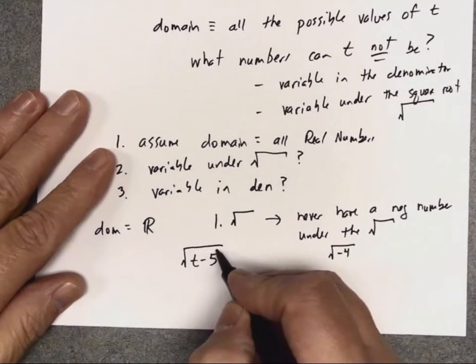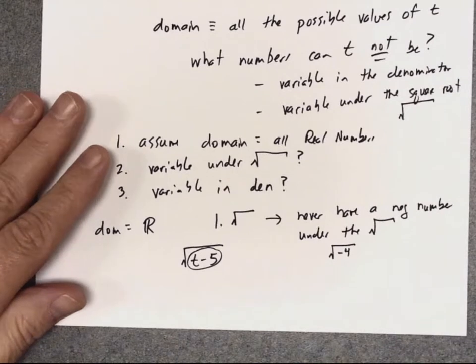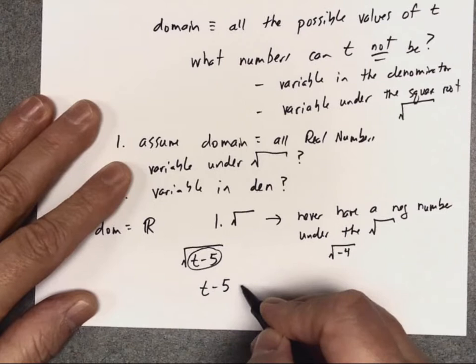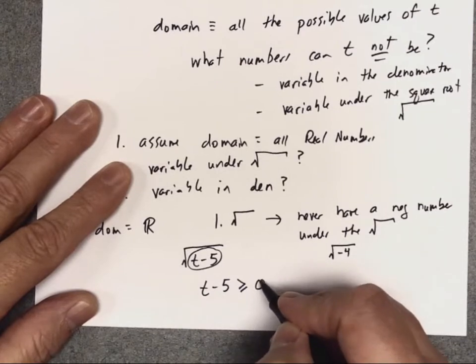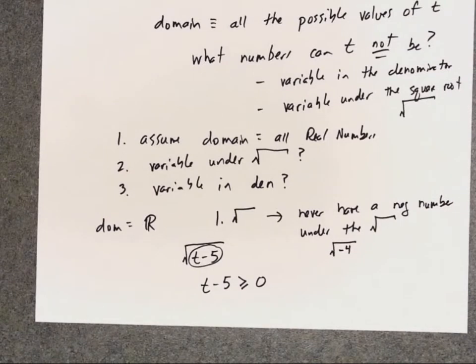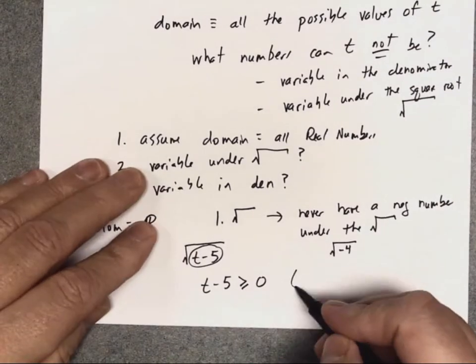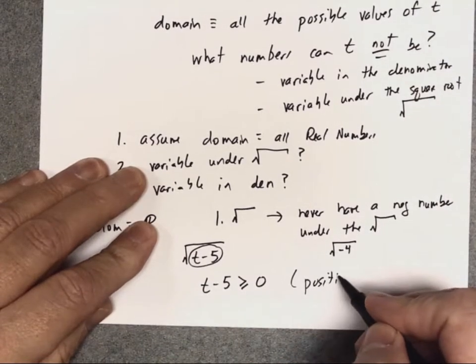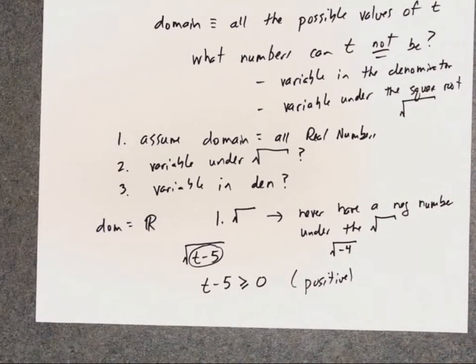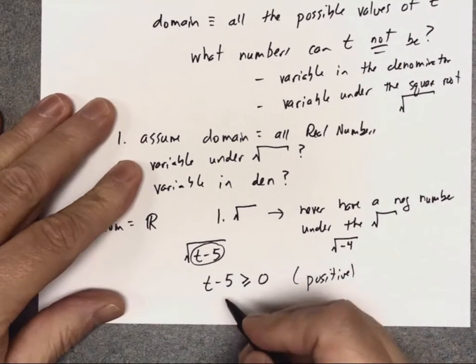What you do is you take whatever is under the square root, and what we're really saying is I've got to make sure that whatever is under the square root is greater than or equal to 0, which basically means I've got to make sure that this is either 0 or a positive number. That's what I'm really saying. This is how I make sure that I end up with a positive number under the square root. And I simply solve this inequality.